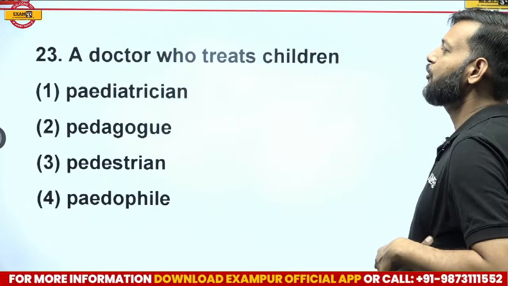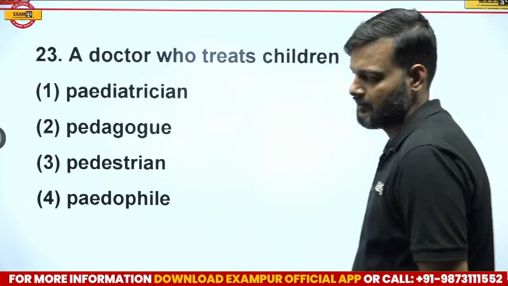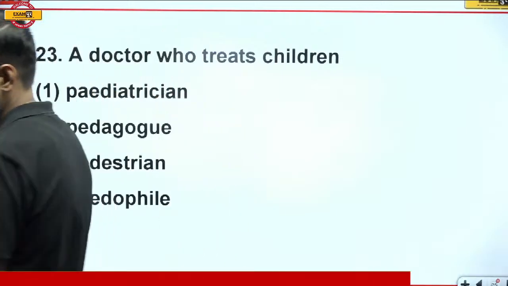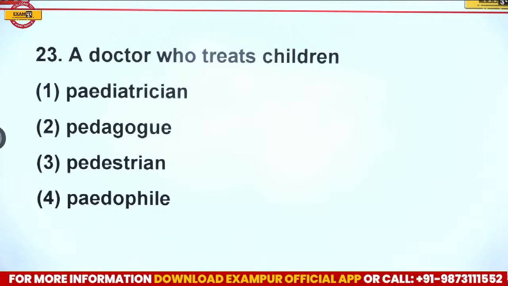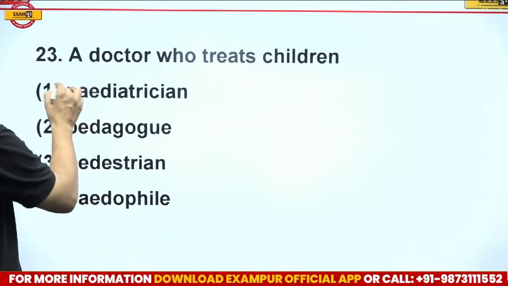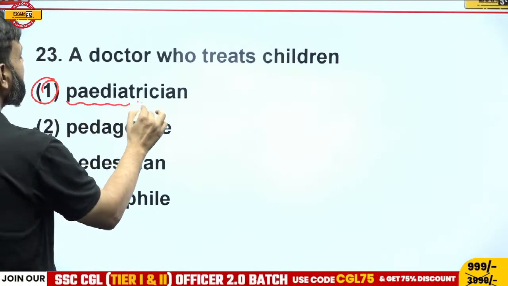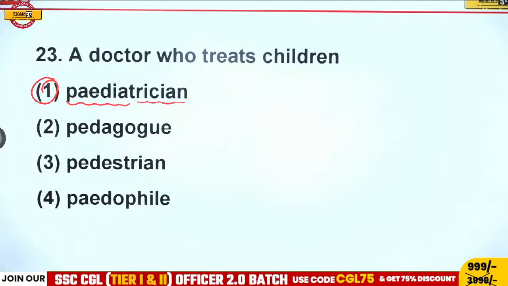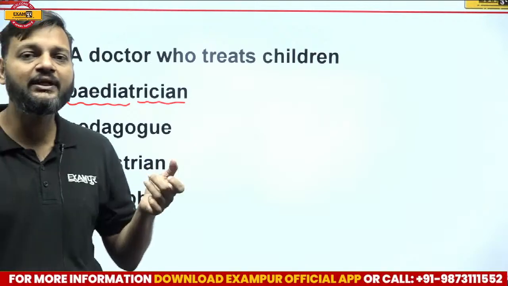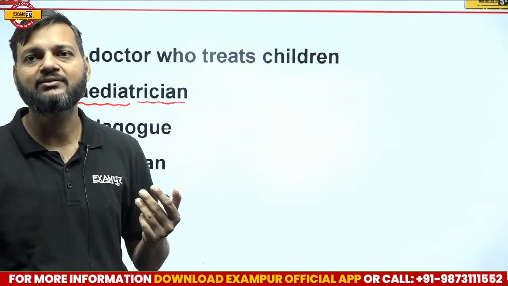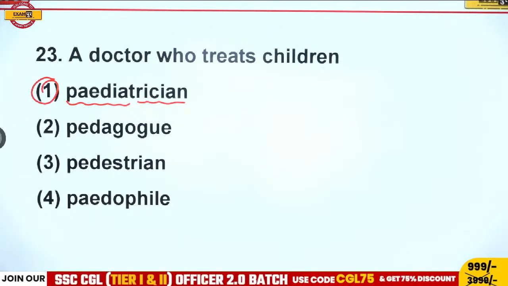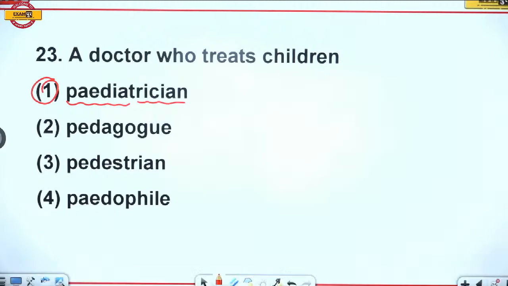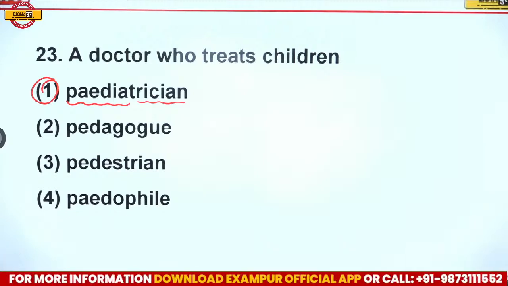Now the next one, a doctor who treats children. A doctor who treats children is called pediatrician. P-A-E-D-I-A-trician. Pedia means child. Pediatrician means a doctor who treats children. So pediatrician is the right answer.